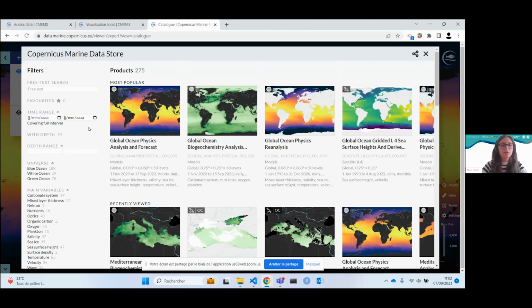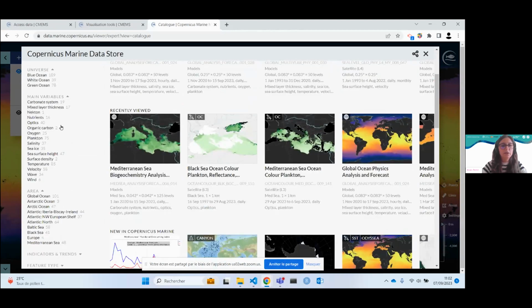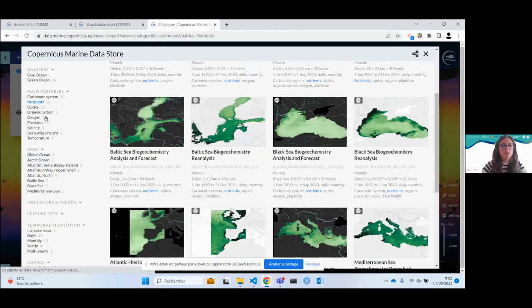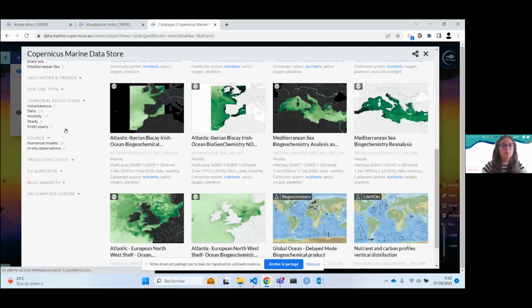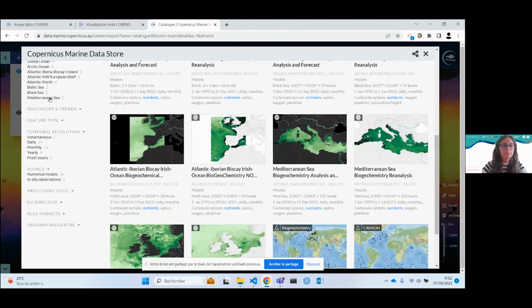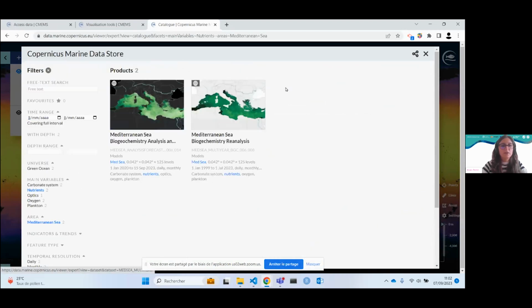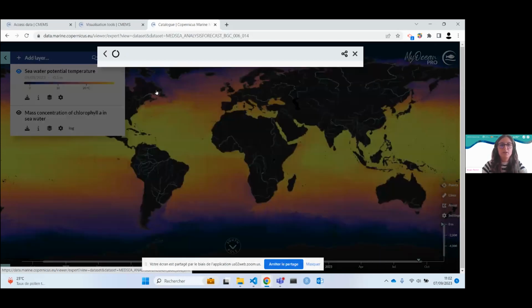Here we are going to search for nutrient data, so I will click on nutrient and search for the Mediterranean product here. So here we can choose between a near real-time product with the dark base map and a multi-year product with the white base map. I will choose the product with the most recent data, the first.